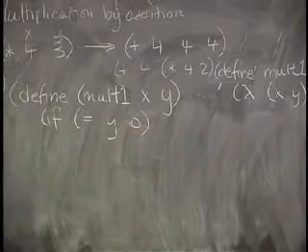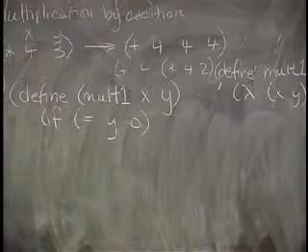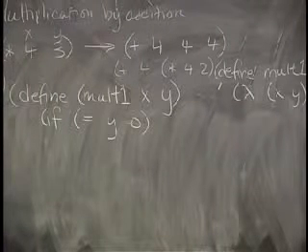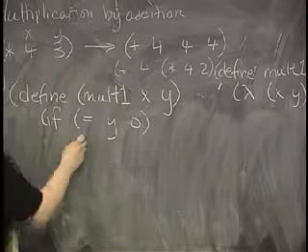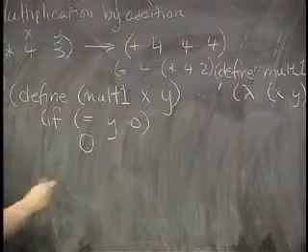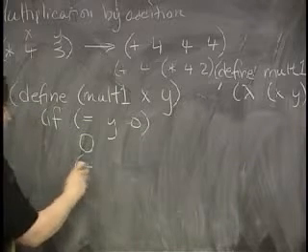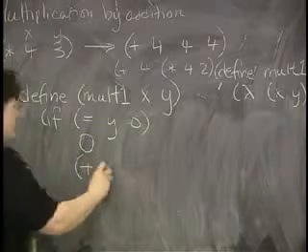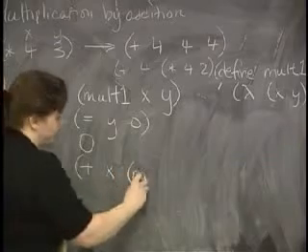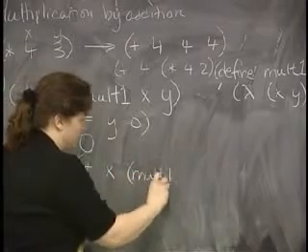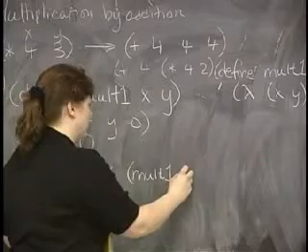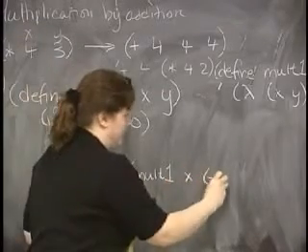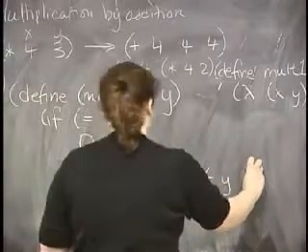What do we want to return? 0. We're adding, right? So when you're adding, you use a 0. You're multiplying, you use a 1. Otherwise, we're going to add x to mult1 of x, y minus 1.